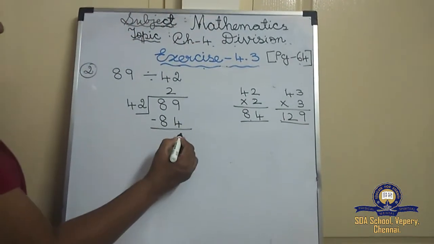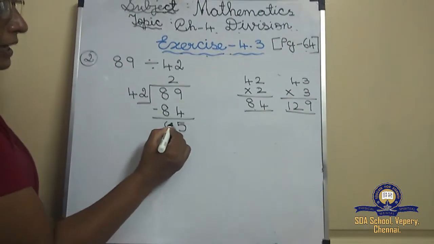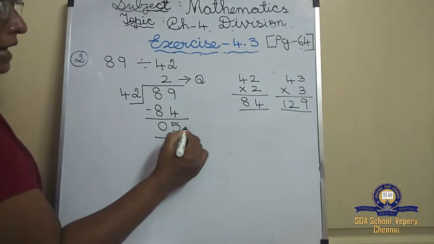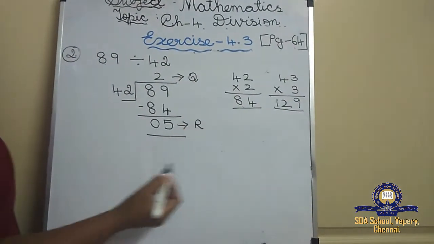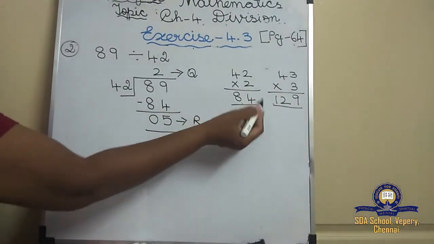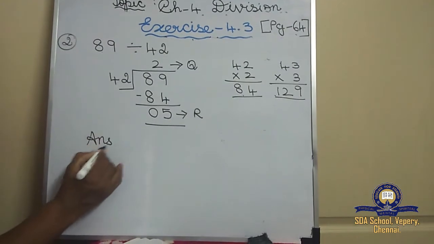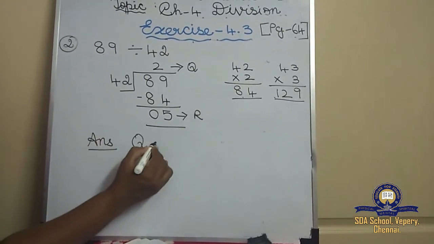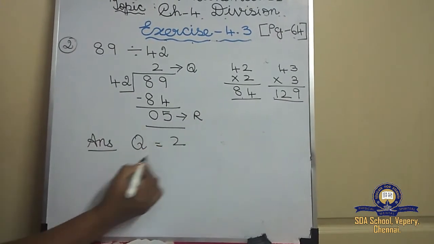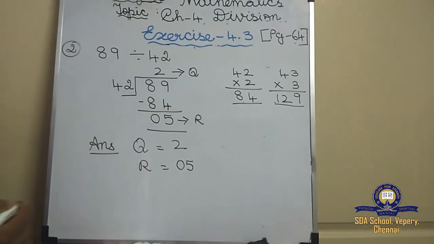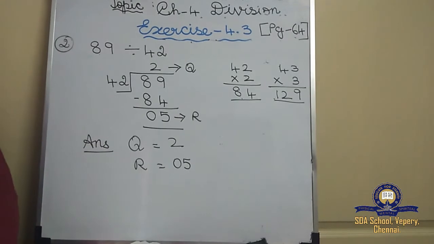So what's the remainder? 5. So this is quotient and this is remainder. So it's very easy. So don't forget to write like this. Understood? So what will the answer be? Quotient 2 and remainder is 5. Understood, children? Okay, we'll see the third sum.